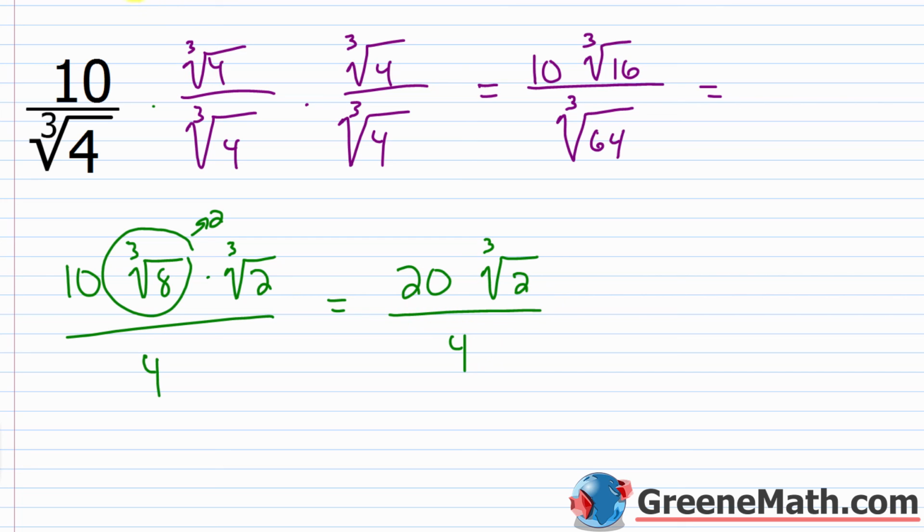So now I've done all that extra work, and I'm going to get the same answer. 20 divided by 4 is 5. So either way, I'm going to end up with what? 5 times the cube root of 2. So again, if you want to do this, you can, but it's going to just take you longer to get the final simplified result in the end.